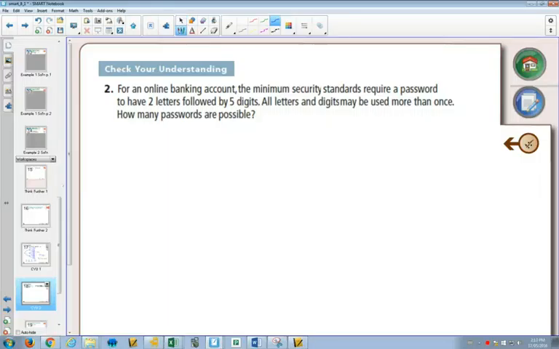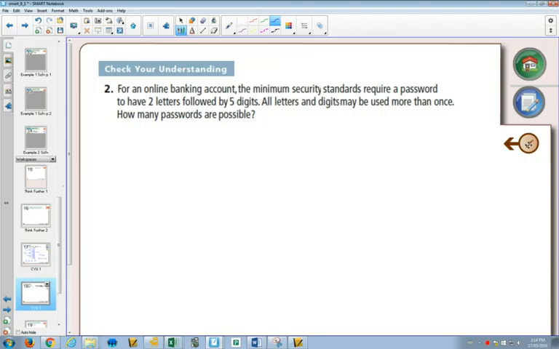So we're not going to draw a tree diagram for this, because the tree diagram would be huge, and if you listed every single possibility, there would be a lot. So your online bank account says you have to have a password of 2 letters followed by 5 digits.